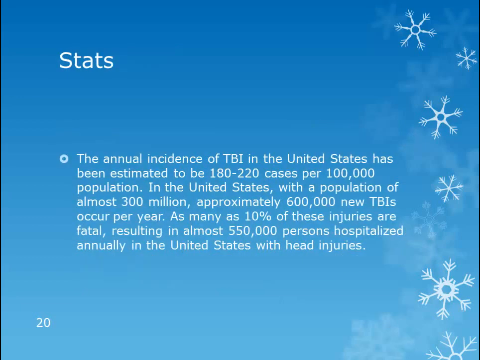Statistics. The annual incidence of traumatic brain injury in the United States has been estimated to be 180 to 220 cases per 100,000 in population. In the United States, with a population of almost 300 million, approximately 600,000 new traumatic brain injuries occur per year. As many as 10% of these injuries are fatal, resulting in almost 550,000 hospitalized annually in the United States with head injuries.